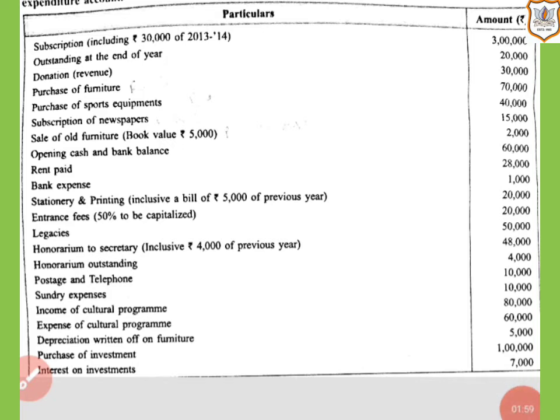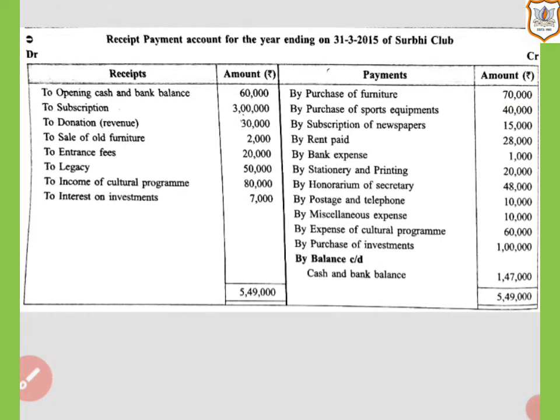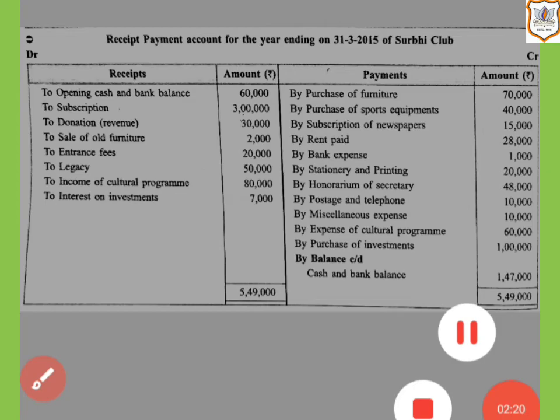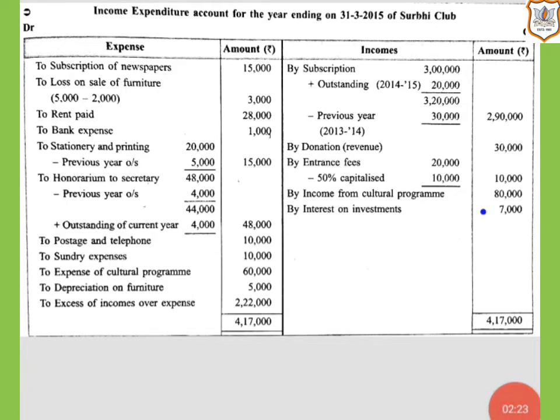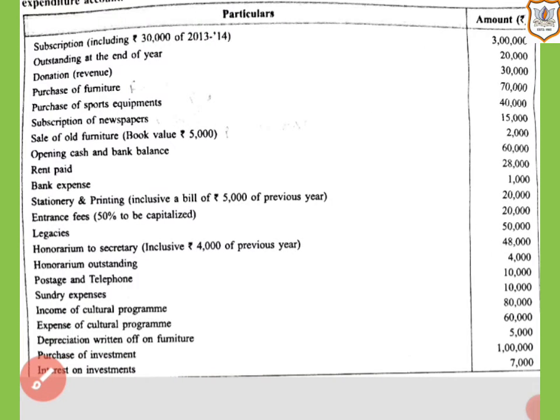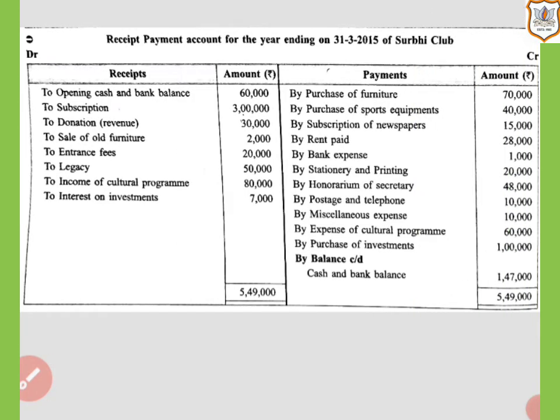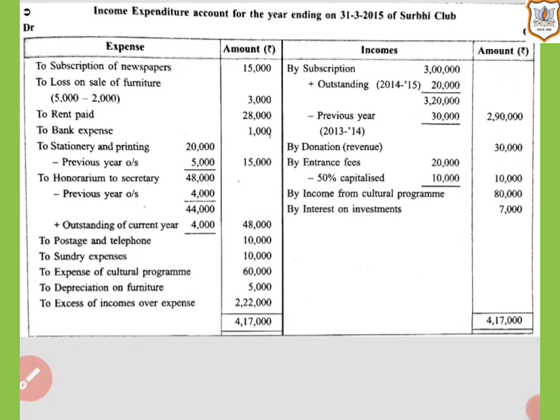Now let us see next. Postage and telephone is given, amount is 10,000. It will be recorded on payment side. It is an expense. Here it is postage and telephone, amount is 10,000. Then as it is of revenue nature, we will record it in income expenditure account as well. Here it is on expense side, postage and telephone, amount is 10,000. Now next is sundry expense. Here we will record it on payment side of receipt payment account, and in income expenditure account it will be recorded on expense side, amount is 10,000.